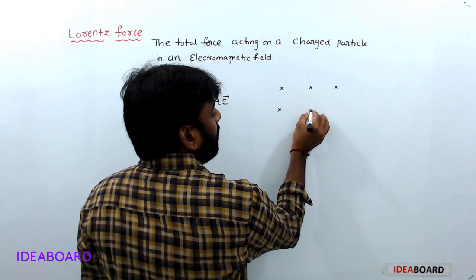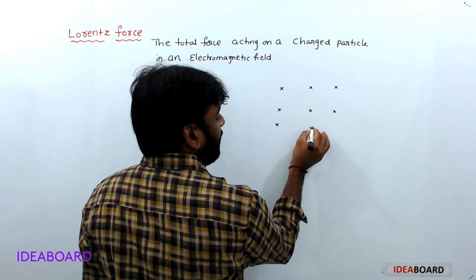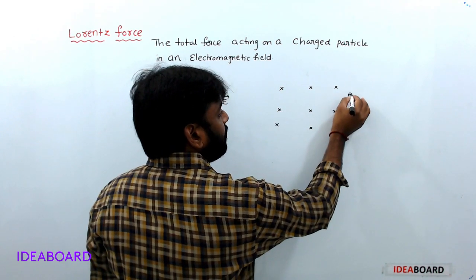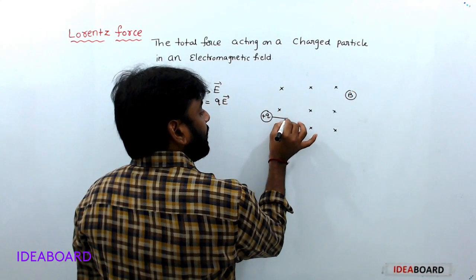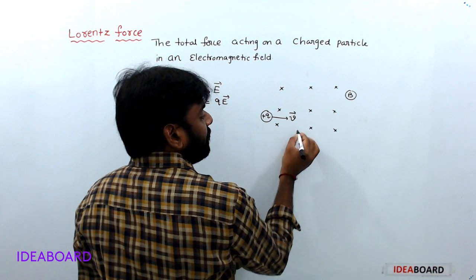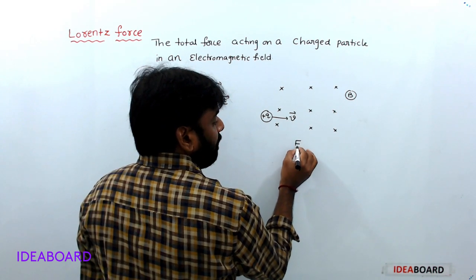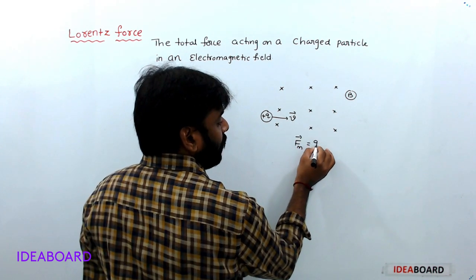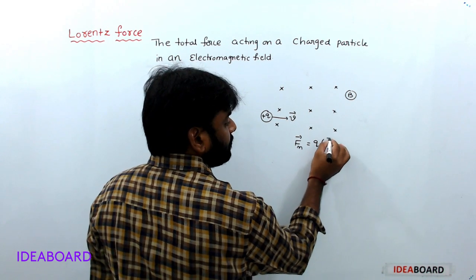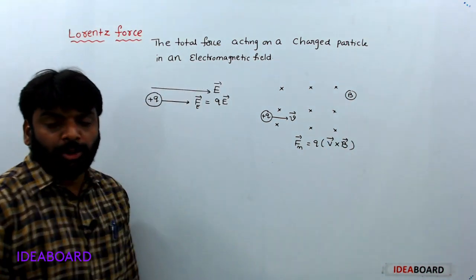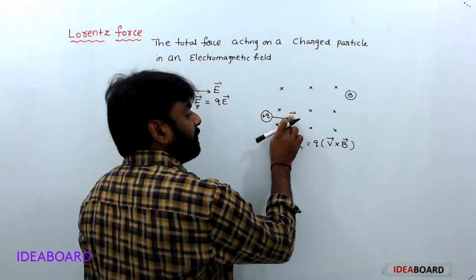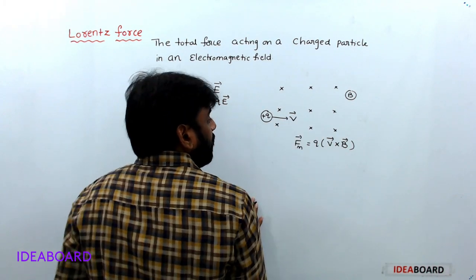Magnetic field, cross means inside. One positive charge has entered with velocity v bar. Magnetic force is equal to Q into v bar cross B bar.